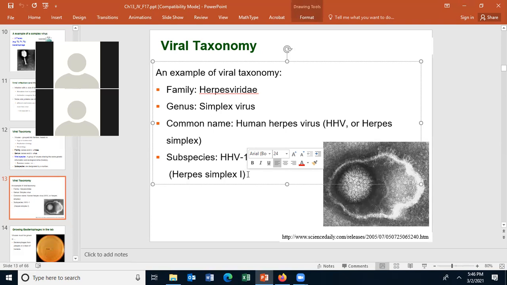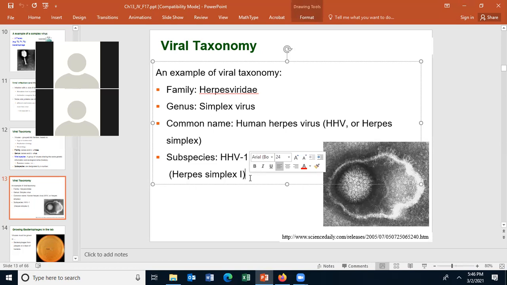But my point is that the subspecies of a virus can be very different. Herpes simplex 1 causes a cold sore. Herpes simplex 2 causes a genital lesion. Okay?